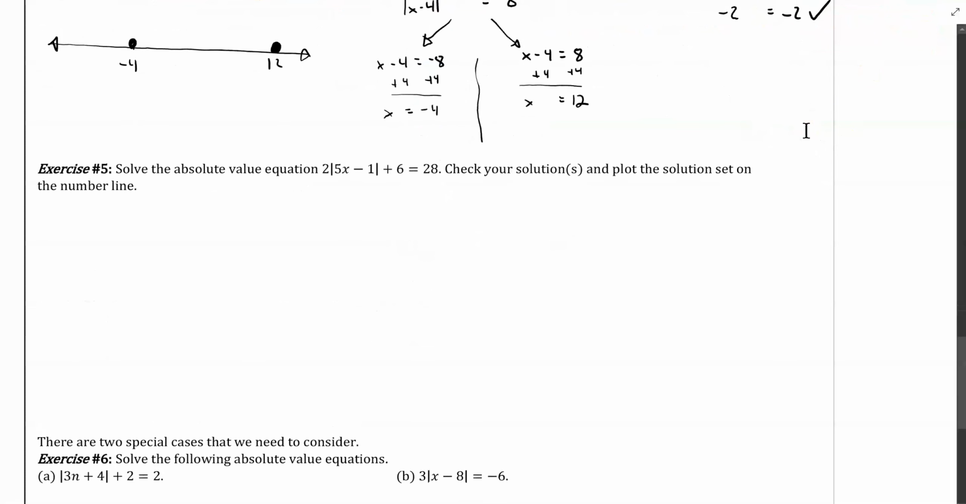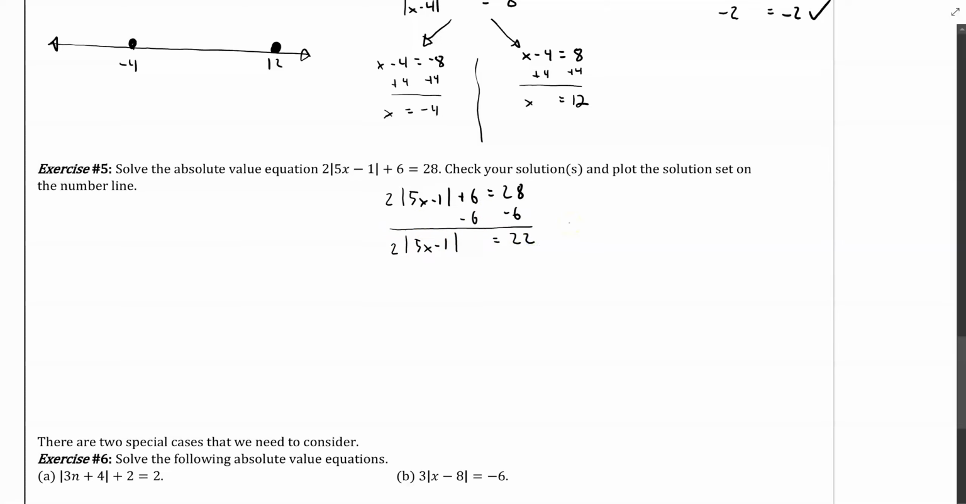Okay, moving on to number 5. We have 2 times the absolute value of 5x minus 1 plus 6 equals 28. So just as before, our goal is to ultimately get rid of the absolute value bars. But we can't do that until the absolute value bars are isolated. So in this problem, first I need to get rid of this positive 6 by subtracting 6 from both sides, which gives me 2 times the absolute value of 5x minus 1 equals 22.